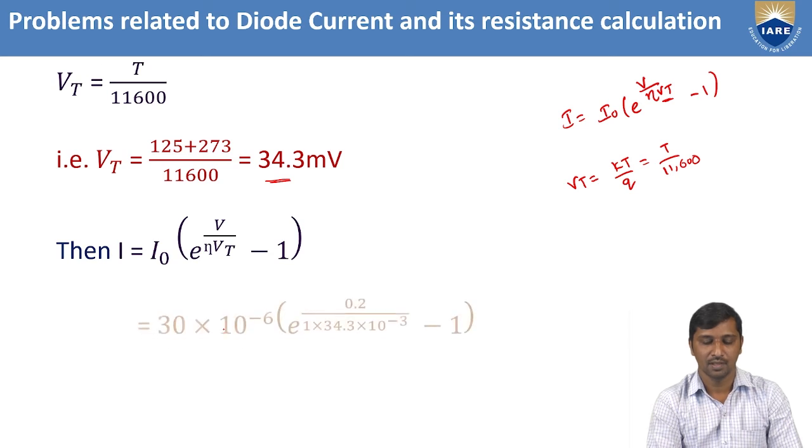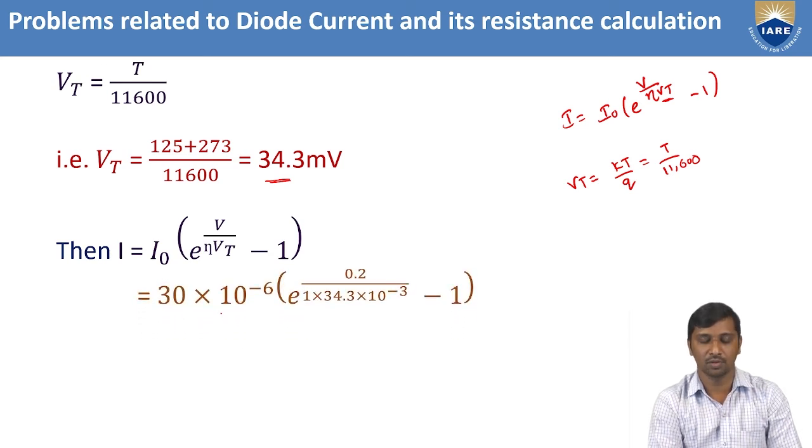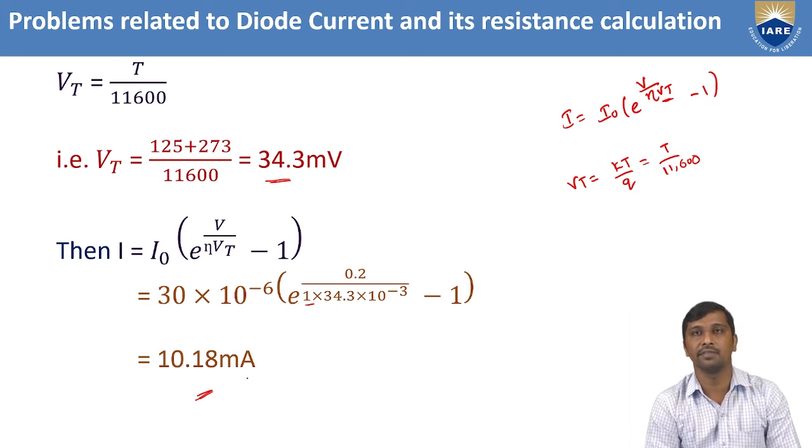So I naught means 30 into 10 to the power of minus 6, e to the power of V, which is 0.2 volts. Eta is 1 because the diode is germanium. Vt we just got as 34.3 millivolts, which means 34.3 into 10 to the power of minus 3, minus 1. Simplifying this, we observe 10.18 milliamperes with respect to the given parameters. So the diode current is 10.18 milliamperes.